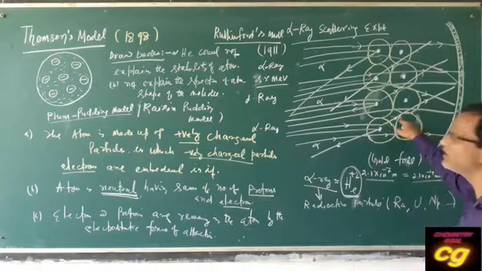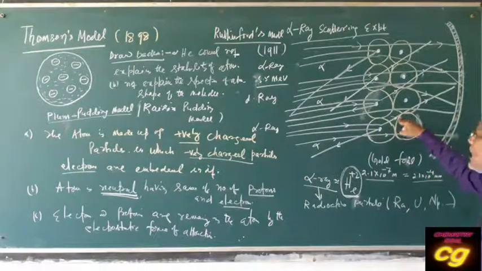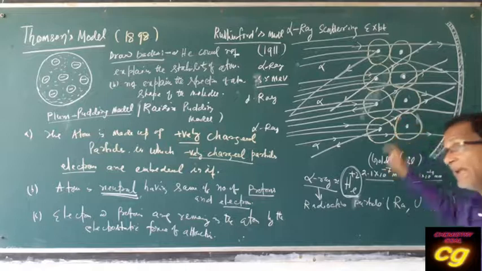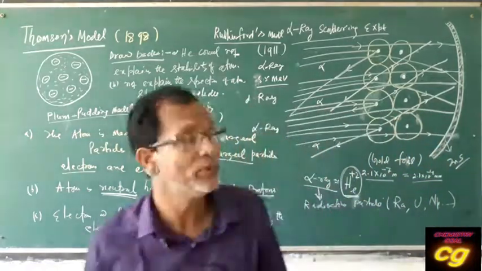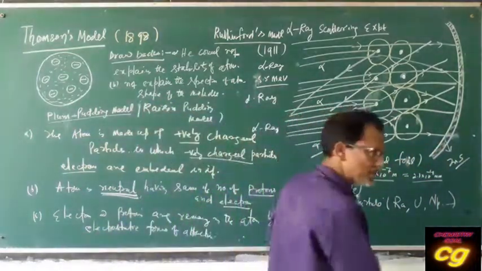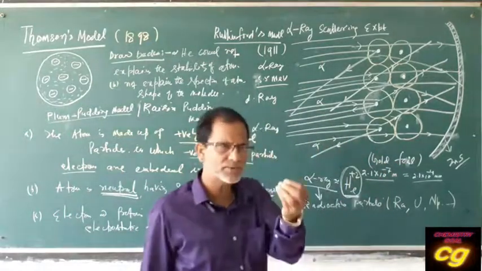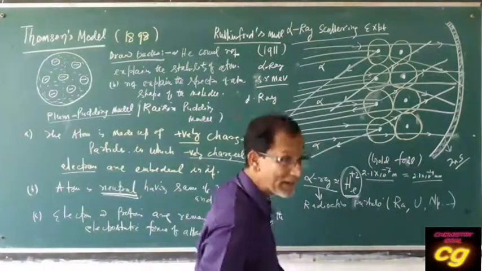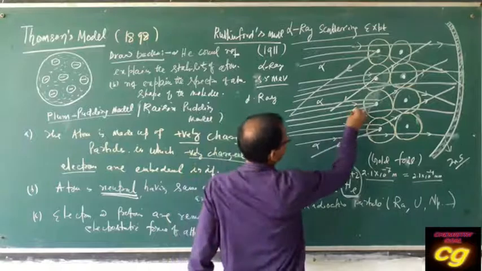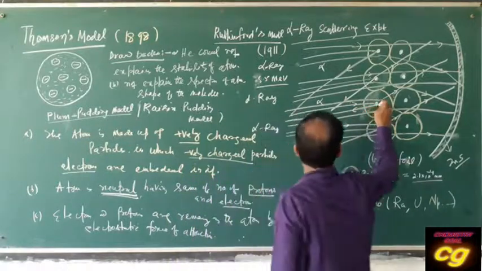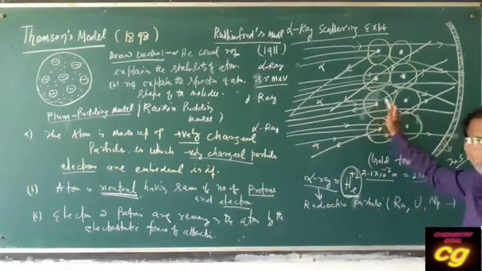The ray showing the deflection. And very few rays, very small number. Very few rays means a very small number of particles returning back after striking the gold foil, returning back.